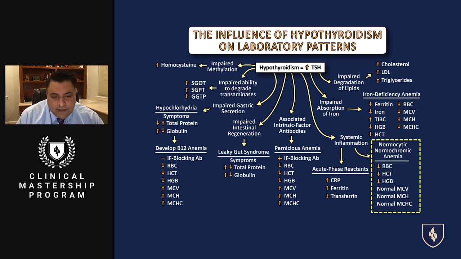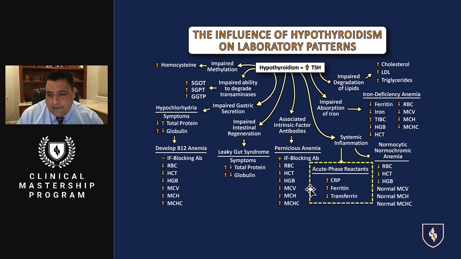Now, something that's very closely related to that is looking at these acute phase reactants: C-reactive protein, ferritin, transferrin. Most commonly, you'll see C-reactive protein or ferritin on a lab test. These are acute phase reactants. These go up in inflammation. Transferrin goes down in inflammation.